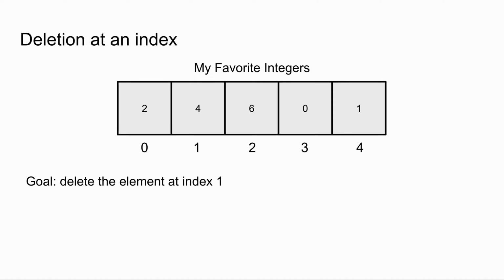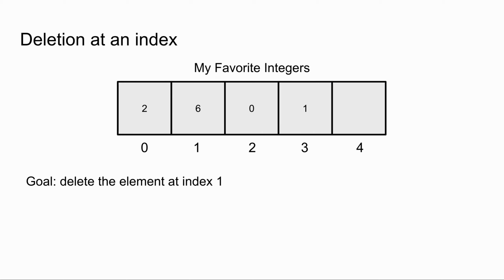Next, let's look at deletion at a specific index of the array. Here, we would like to delete the element at index 1. First, we access the element at index 1, and then we delete it. However, now we have a gap in our array, and we need to close it to preserve the array property of contiguous memory. So, similar to what we did for insertion at an index, we're now going to shift each element after index 1 to the left, like so.